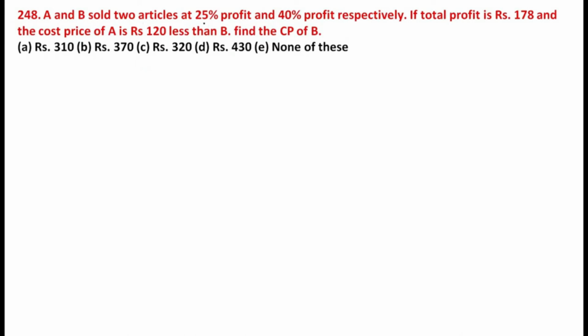A and B sold two different articles at 25% profit and 40% profit respectively. The total profit is 178. The cost price of A is 120 less than B. Now find the cost price of B. Now I am taking A's cost price as 100A. So B's cost price is equal to 100B.